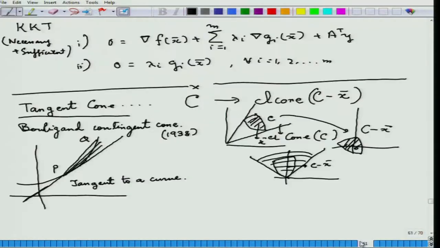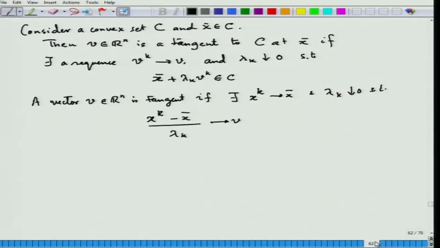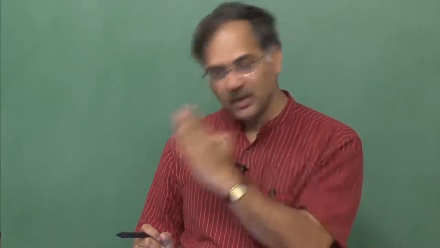If you look at this diagram, the idea is actually built in here, the tangent to a curve. When the sequence x^k is coming down to x bar, there would be a lambda_k which controls it. So, the vector does not just become 0, but it is controlled by lambda_k in such a way that ultimately the limit of these vectors is pointing in a certain direction.